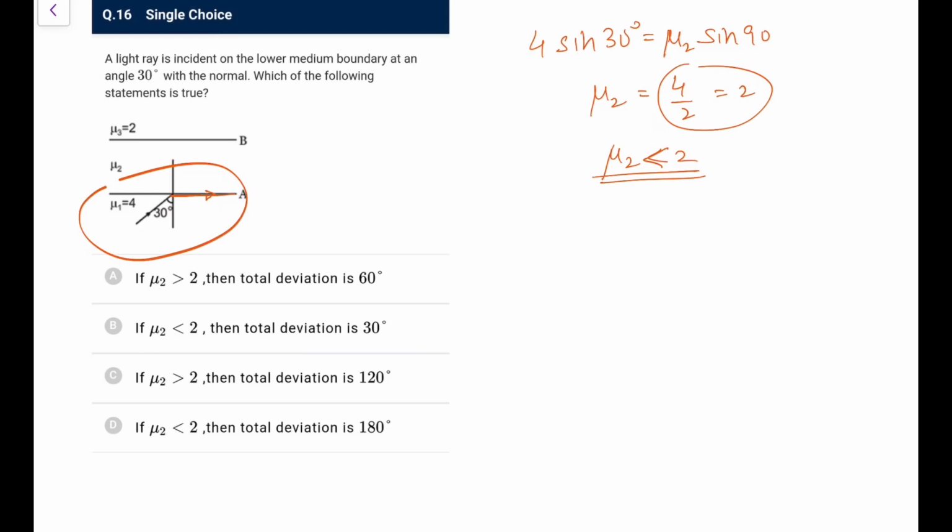For mu2 less than 2, what do you have? You will have it like this. In that case, the deviation would be like this: 180 minus 30, minus 30, minus 60, that is 120. So if mu2 is less than 2, deviation is 120. So this is wrong.